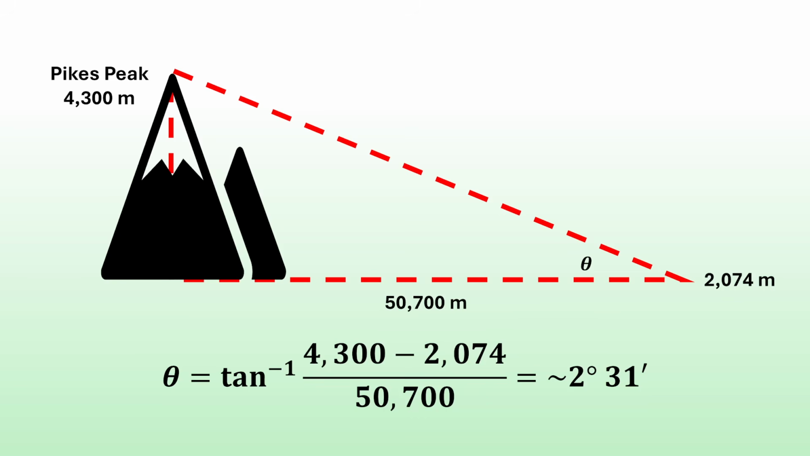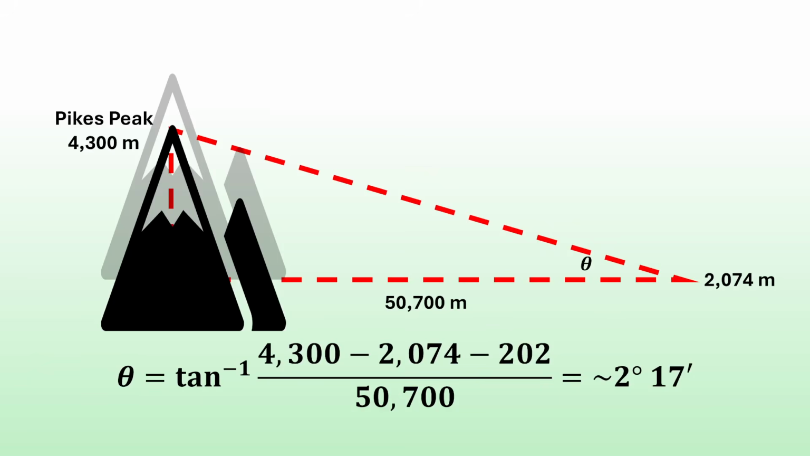So you've got the observer over on the right here. He's at about 2,074 meters above sea level, and the mountain that occludes the star is Pikes Peak at 4,300 meters, and the distance is 50.7 kilometers. So the raw flat Earth angle, which assumes that flat baseline sea level, gives an angle of 2 degrees and 31 minutes. And that's how it should be done, right? Because the geometry you use is dictated by your model.